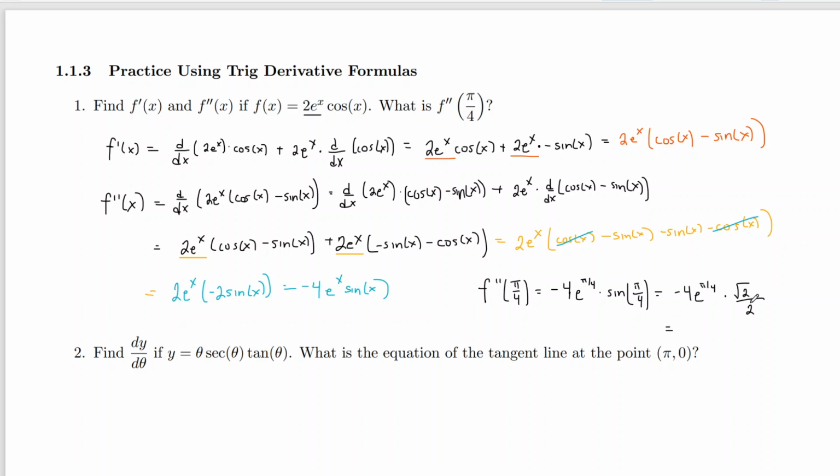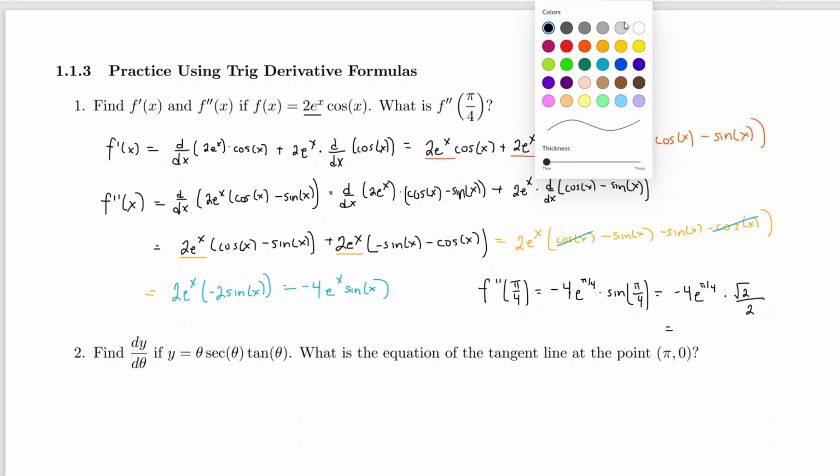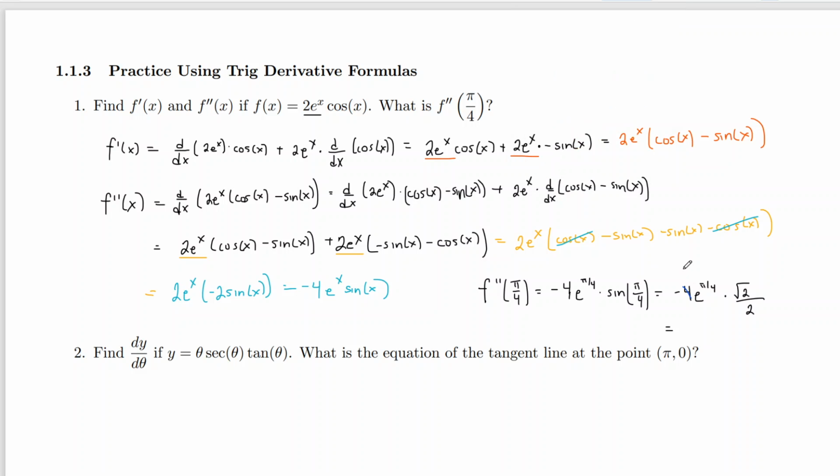You can simplify a little bit more because the 4 can cancel out with the 2 down here. Oops, that would be a 1. And we have actually no fraction at all, which is great. It's a little easier to read. We have negative 2e to the pi over 4 times the square root of 2. And you could rearrange that depending on what you like. If you want to put the e to the pi over 4 in the back, you could, because it's just multiplication. But that is our second derivative at pi over 4 of this function.